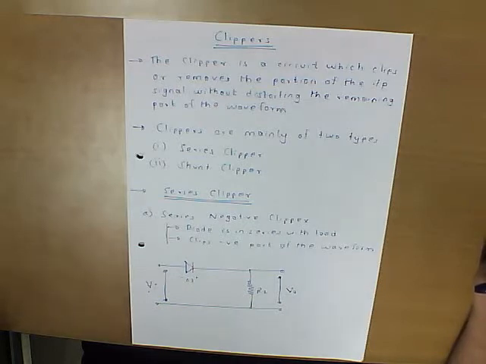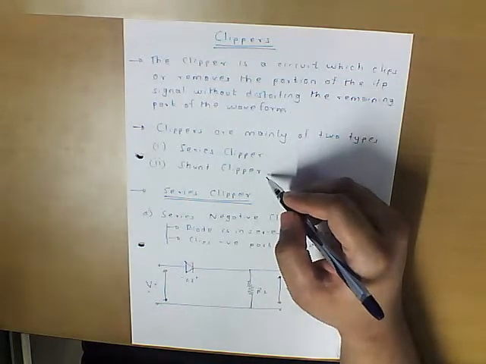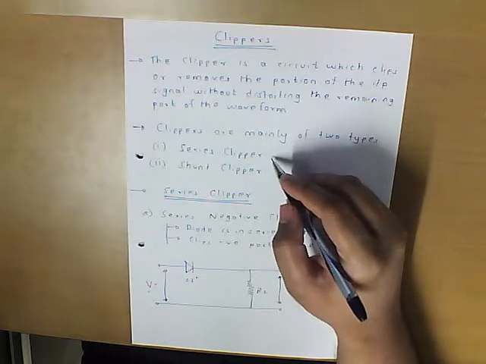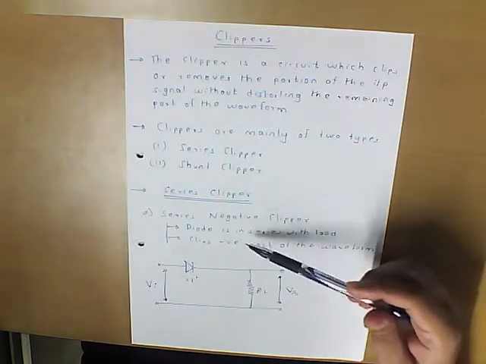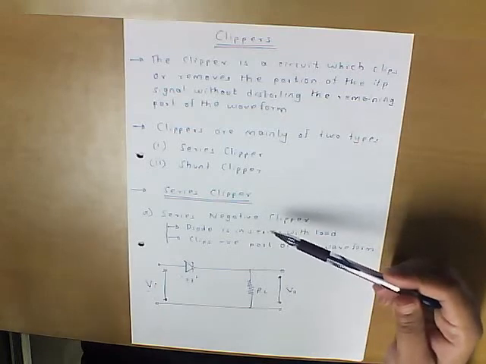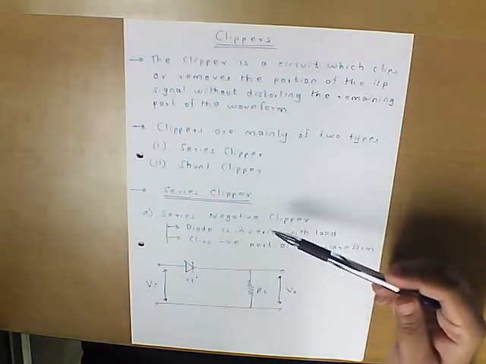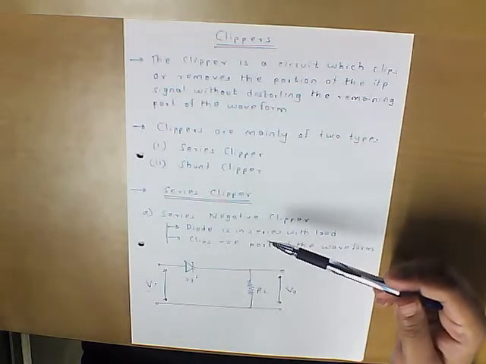But let us see what are the two main categories of the clippers. That is, we have series clippers and shunt clippers. Now let us see them one by one. So let us see first the series clippers. Series clippers means, so what do you mean by a series clipper? So again, series clippers will have two parts, that is series negative clippers and series positive clippers.